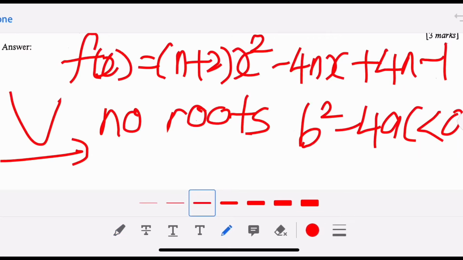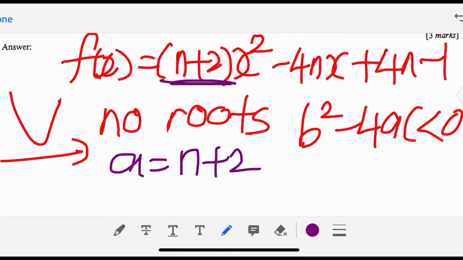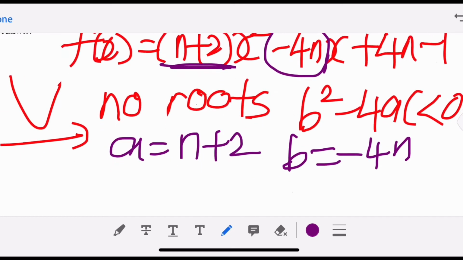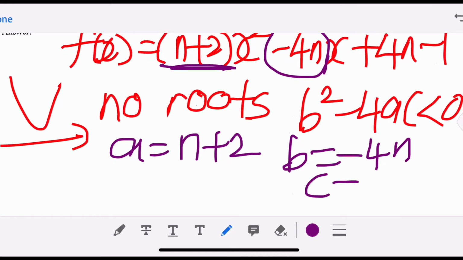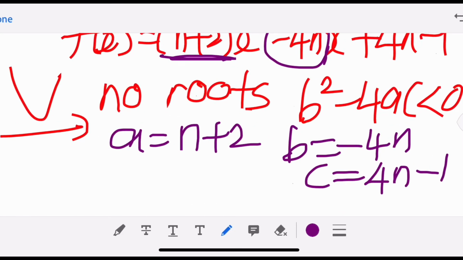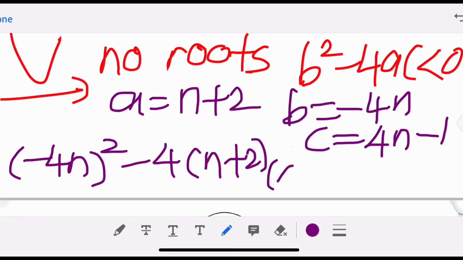This one you have to memorize. It is a concept. They won't give you, it's not a formula, it's a concept. So you have to remember, no root, less than 0: b squared minus 4ac less than 0. If equal roots, equal to 0. If two roots, if they say intersect at 2 points, then it will be more than 0. Just memorize. So if it does not touch, then no root. Sometimes they will say does not intersect. That is the same.